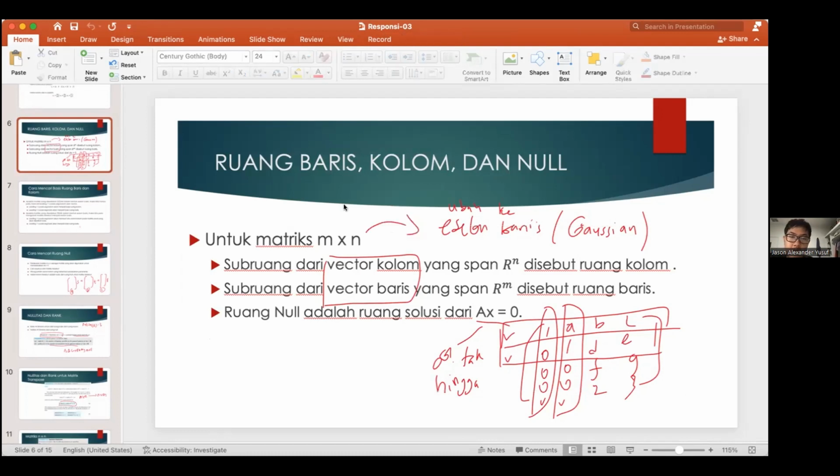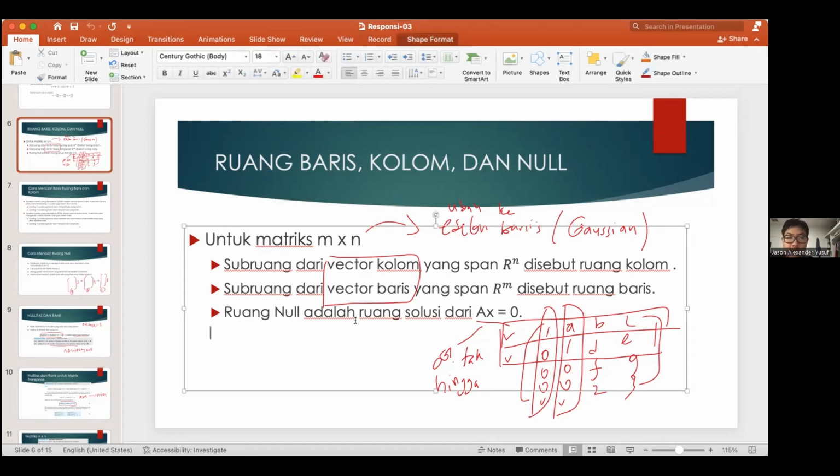So what is the column space, the row space, and the null space? So basically, the column space is a subspace that spans Rn and the row space is a subspace that spans Rm. So this might seem very, very abstract, but I'll show you how to find the row space and the column space. And finally, the null space, this one should be the clearest one, is the solution when Ax equals to 0.